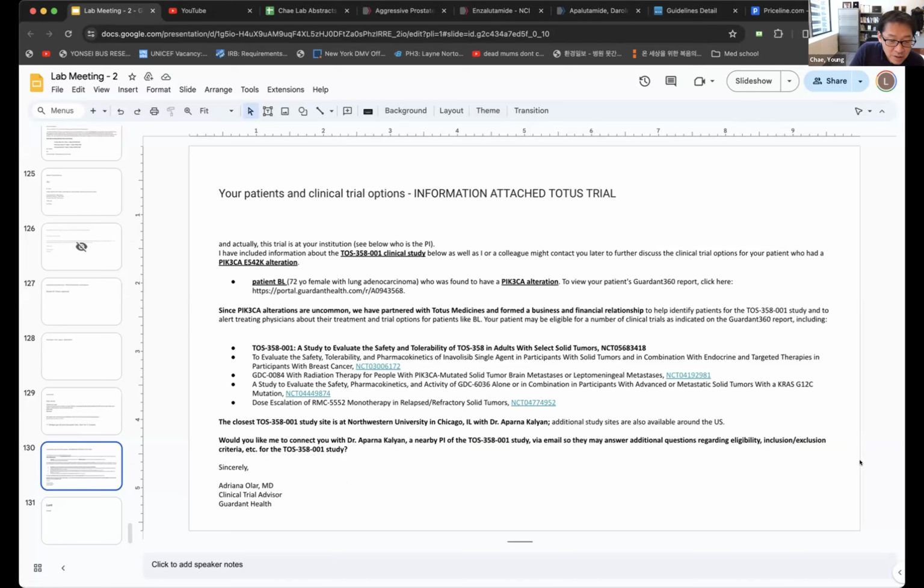to evaluate pharmacokinetics of inavolisib, in patients with solid tumors and in combination with endocrine targeted therapies in breast cancer.